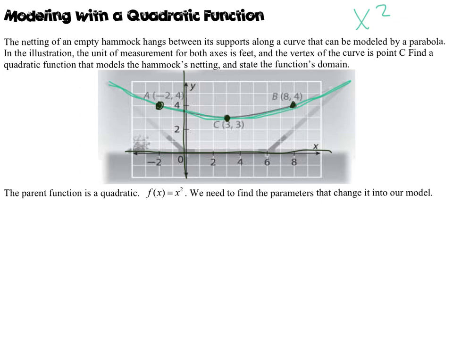So as I said, the parent function is going to be x squared. f(x) equals x squared. And then we have to find the parameters that change it, because y equals x squared is (0, 0), (1, 1), (2, 4), and it's a parabola like that. But that's not what this is. It's been stretched out, we can tell, or compressed vertically, stretched horizontally, one or the other, or both really. And it's been moved to the right and up. So let's figure out what these parameters are.